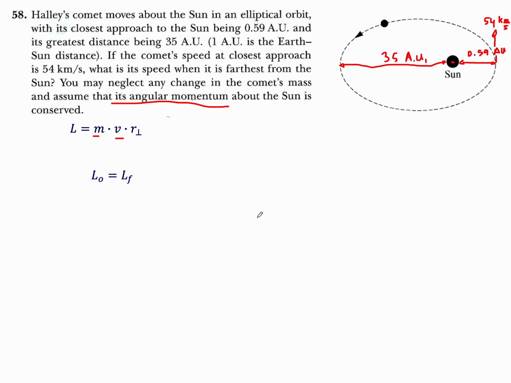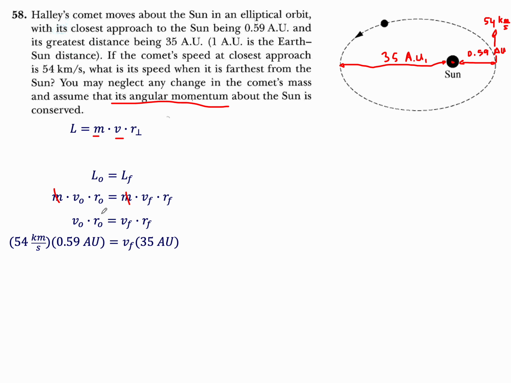So what do we know in this case? Angular momentum at both points must be the same. And now I'm going to do something a little bit unusual. First of all, Halley's Comet's mass cancels, assuming it doesn't lose any mass each time it goes around the Sun. In reality, that is not quite true, but they tell us angular momentum is conserved. But here's the unusual thing. I'm going to leave the distance r in astronomical units on both sides.